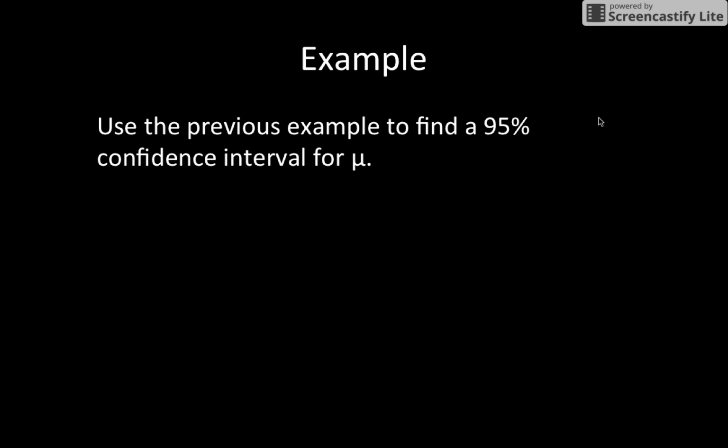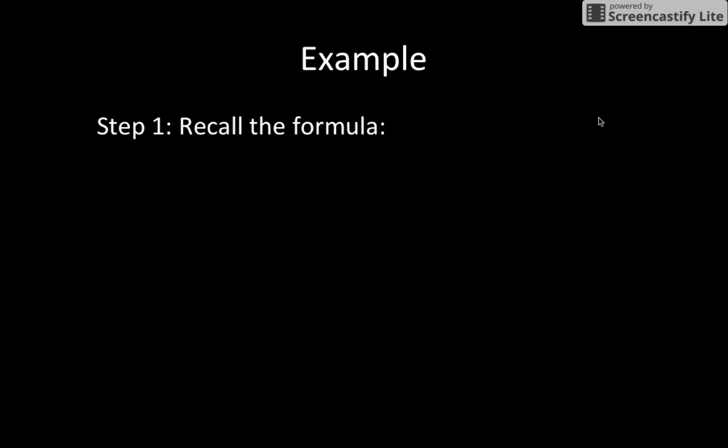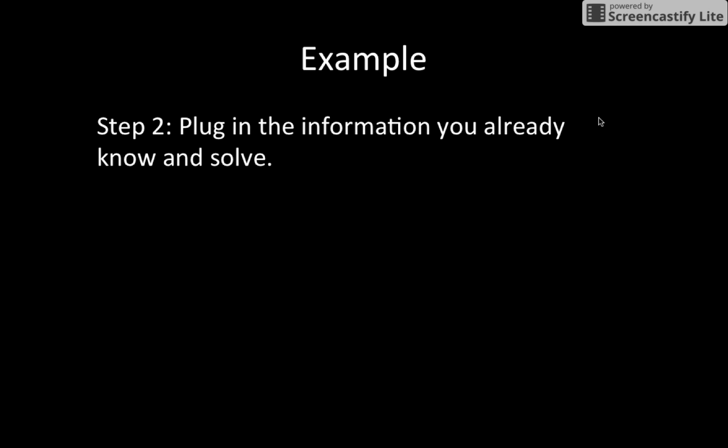Use the previous example to find the 95% confidence interval for mu. So you recall your formula. Then you want to plug in the information you already know and solve it. You know that x, I'm sorry, x bar is 63.28. Your margin of error is 2.352.